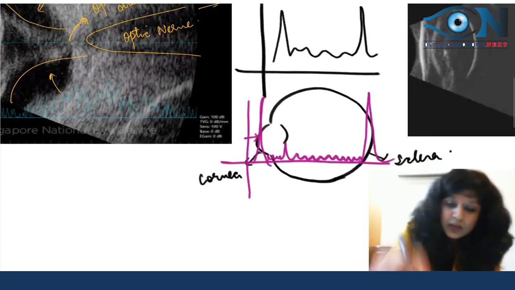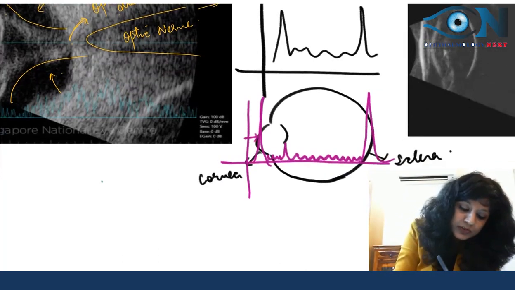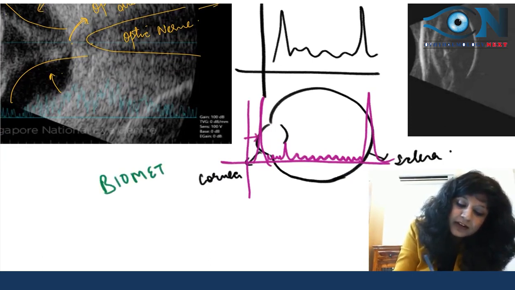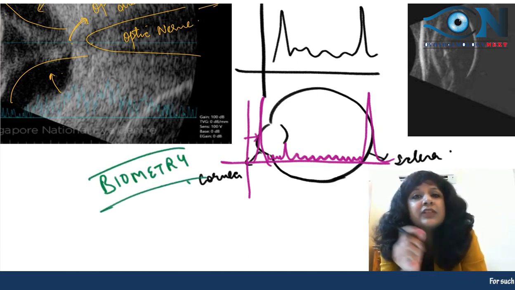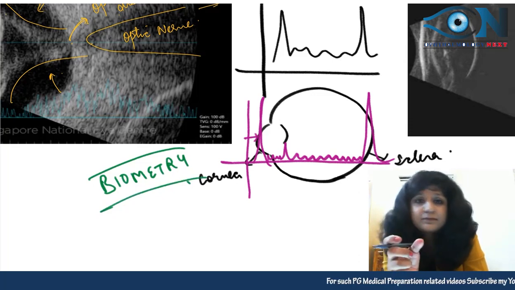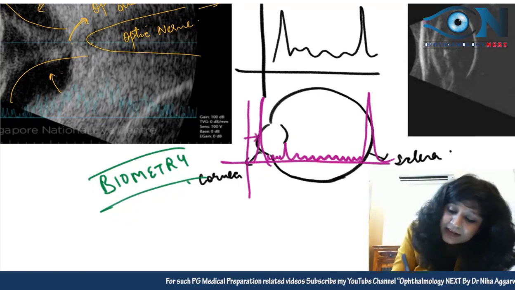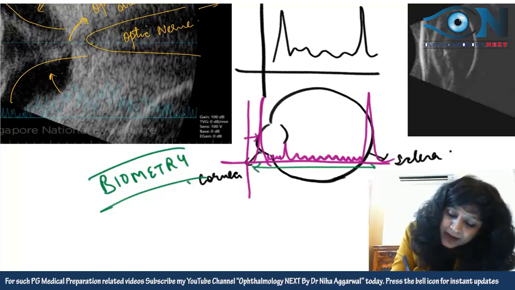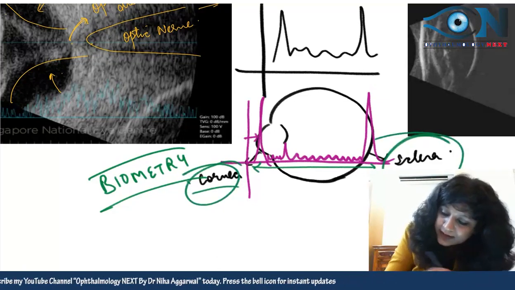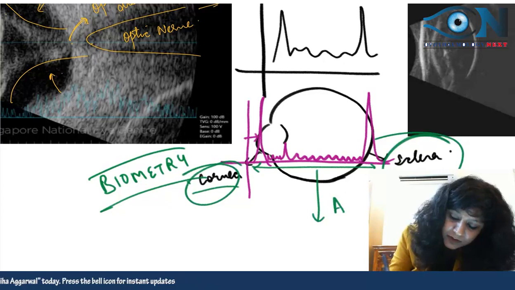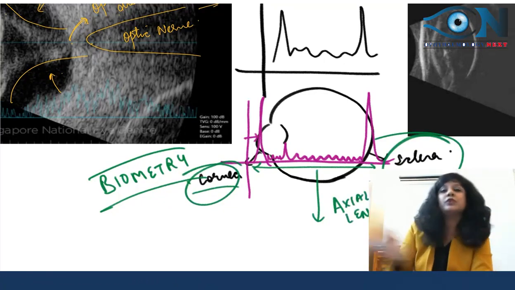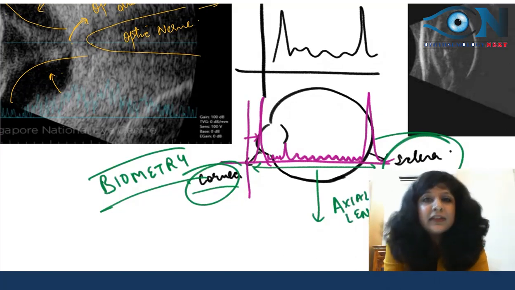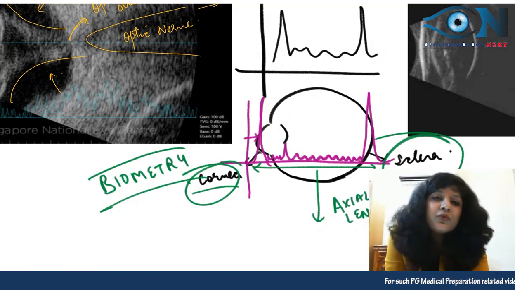And if you revise the thing, we also use this in cases of biometry. When we calculate the power of the lens, we use it for biometry, because there we require the axial length of the eyeball. So I can take the distance between the 2 high spikes. One is due to the cornea, one is due to the sclera. So obviously this can give me the axial length. So this is the usual use of the A scan, where I can use it to calculate the axial length also. Now how can I use it to confirm the RD?